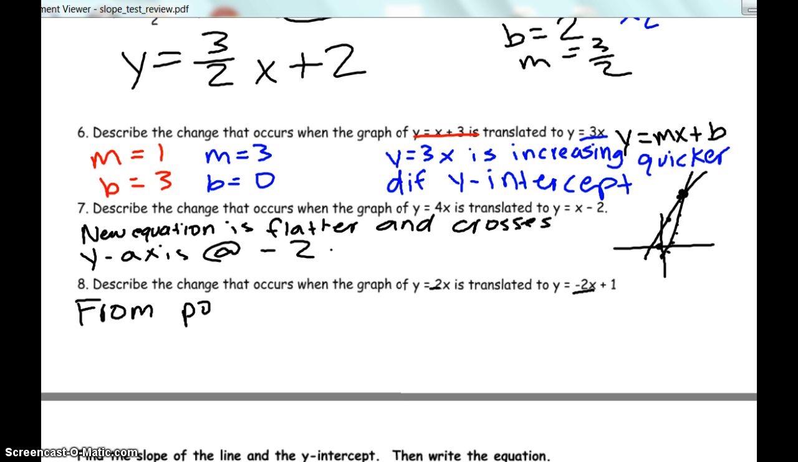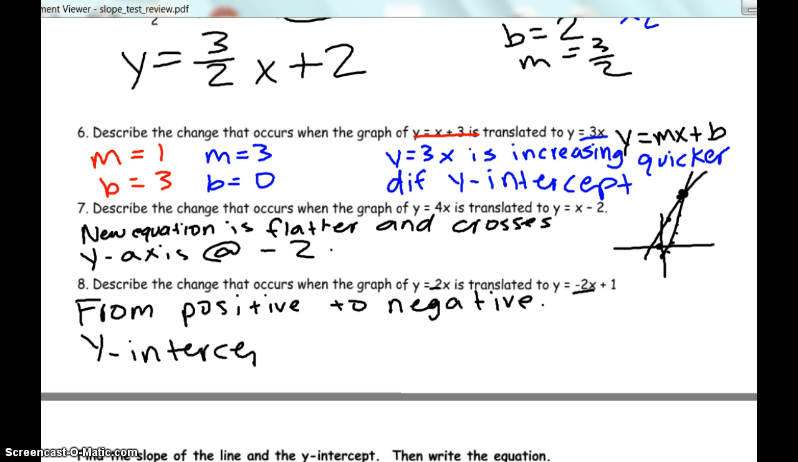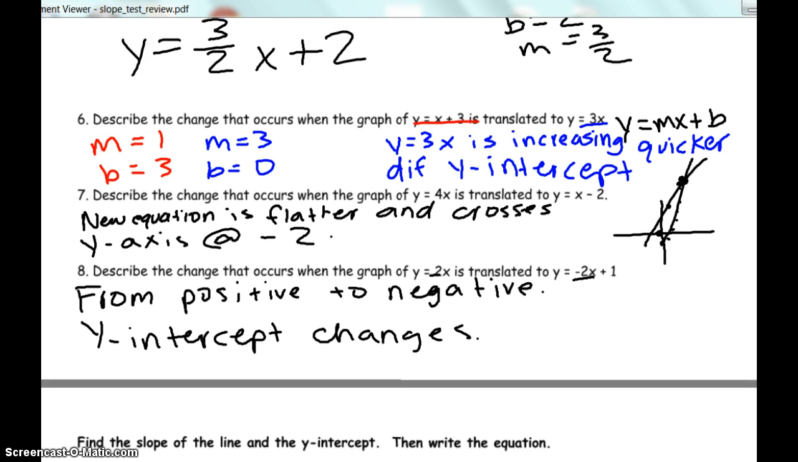It goes from positive to negative, and the y-intercept changes again. The test tomorrow is going to be multiple choice, so it may be a little easier for you guys to know what exactly it changes from. Our original y-intercept was 0, and the new y-intercept is positive 1, so that's really important for you to be aware of. Good. All right.